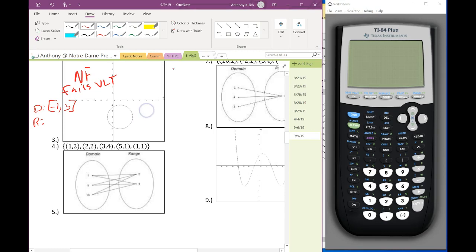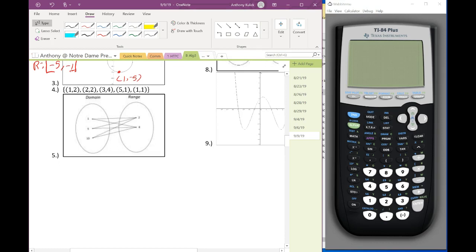Let's do the range now. So we'll start by finding the lowest point on the graph. That's here at 1, -5. And the highest point on our graph, which is here at 1, -1. So my range goes from -5 to -1. And these also get brackets for the same reason. Questions about 3? Okay.